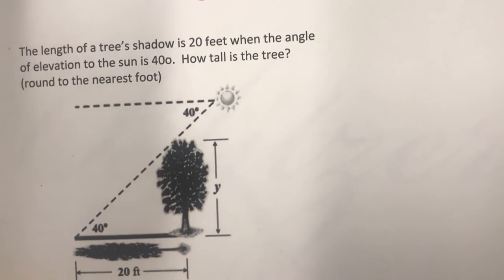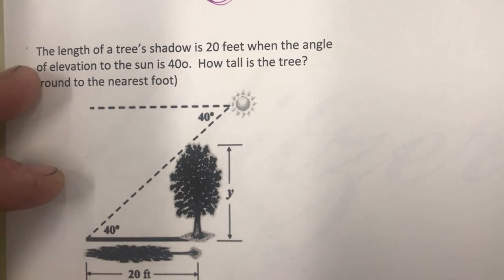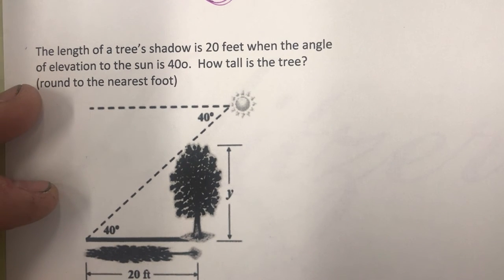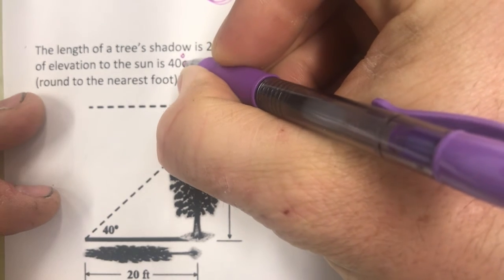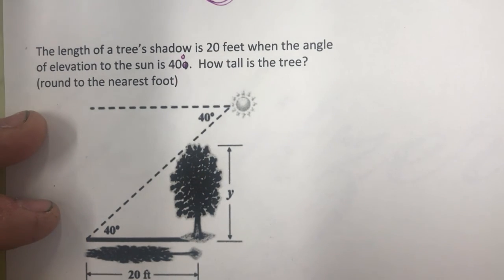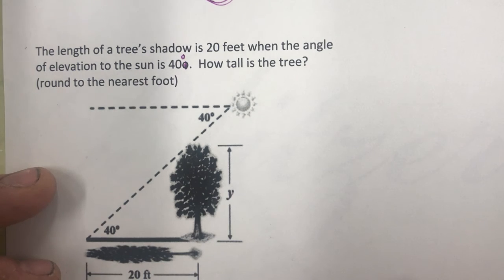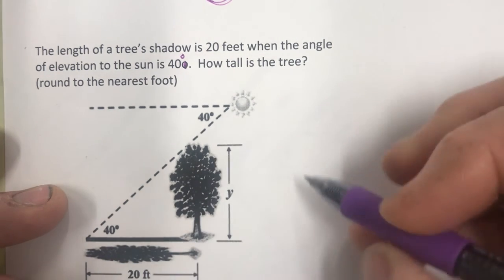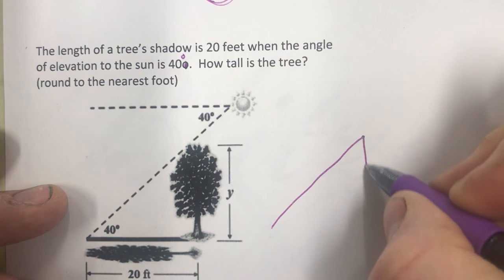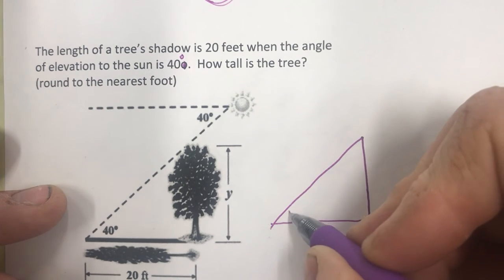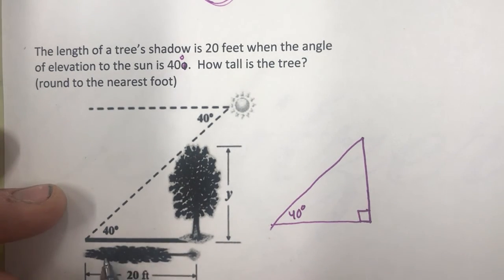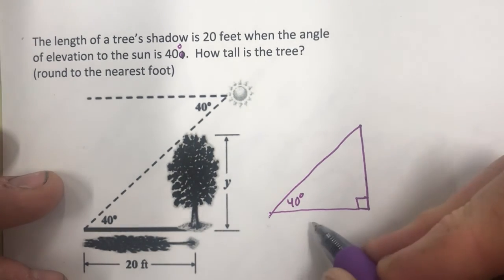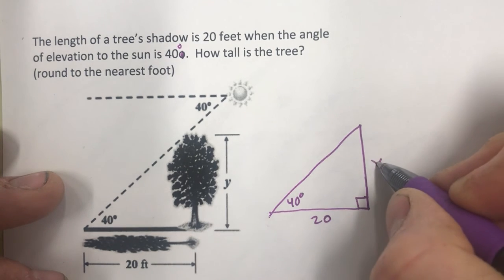Now, one last problem, and this is it. The length of a tree's shadow is 20 feet when the angle of elevation to the sun is 40 degrees. How tall is the tree to the nearest foot? Okay, so you can see the picture here. Let's redraw the triangle. This is 40 degrees right here. This is a right angle right there. This is 20 feet right there, so I'm going to put a 20 right there. We're going to figure out how tall this is.